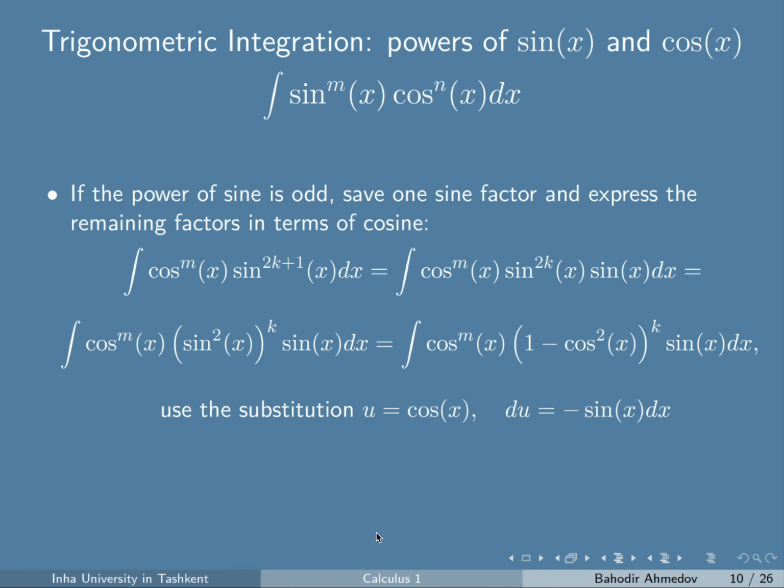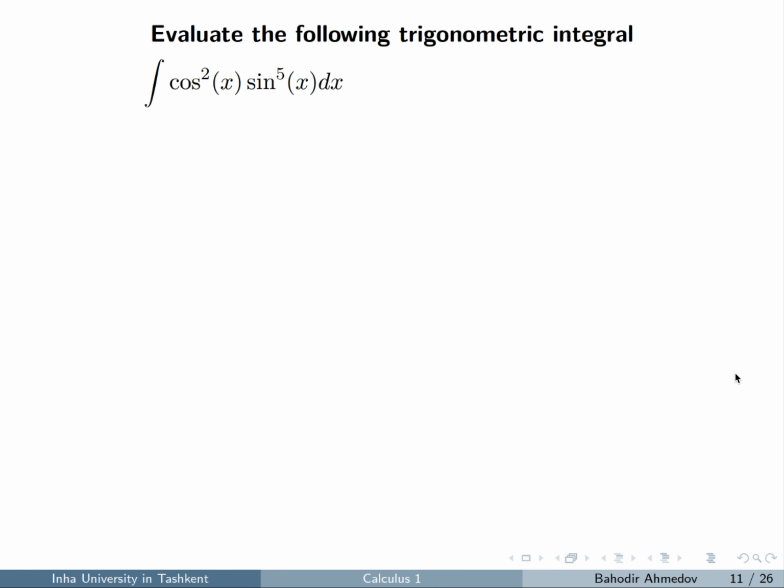By introducing the substitution u equal to cosine of x, du is going to be minus sine of x dx. We can express everything here with the new variable u and du, right? It's going to be u to the power of m multiplied by (1 minus u squared) to the power of k multiplied by minus du. If du is minus sine of x dx, then sine of x dx is minus du. So let's consider an example.